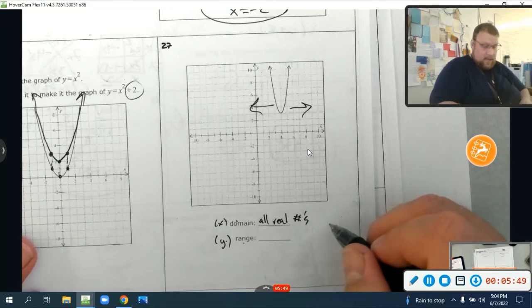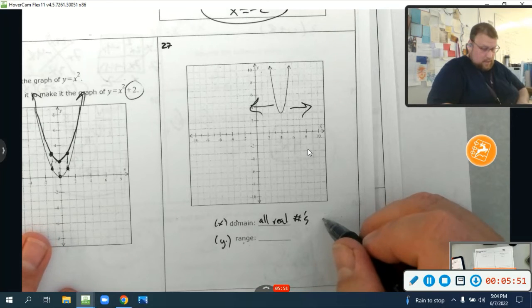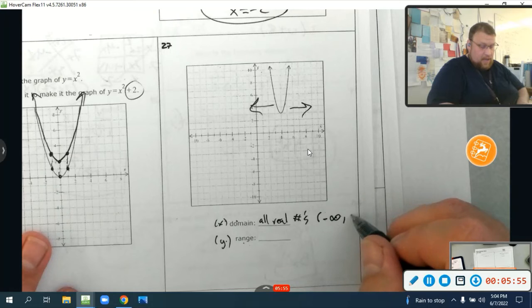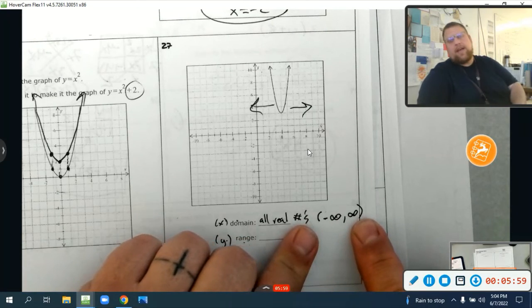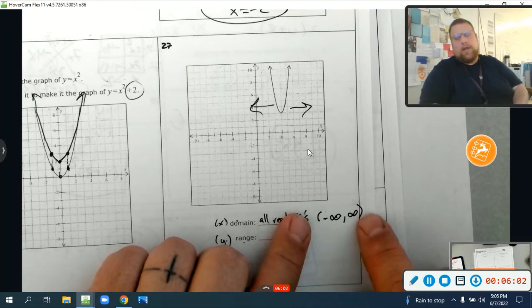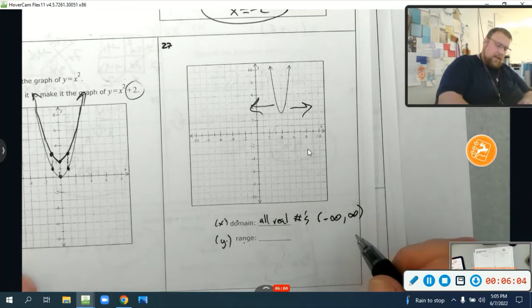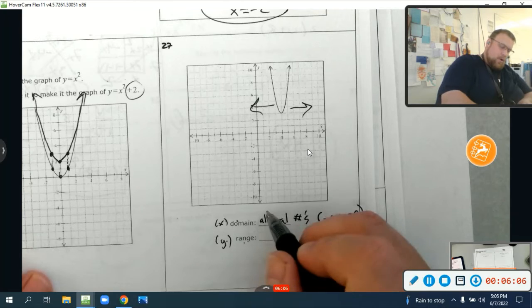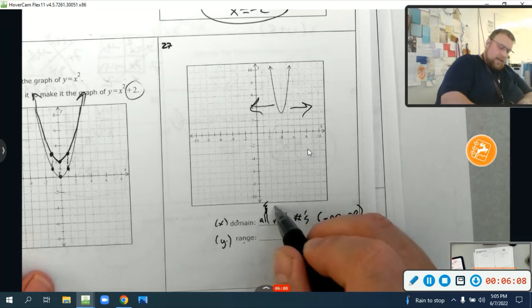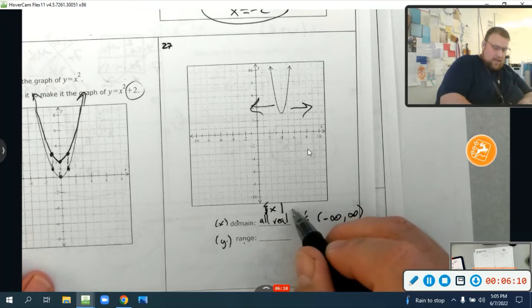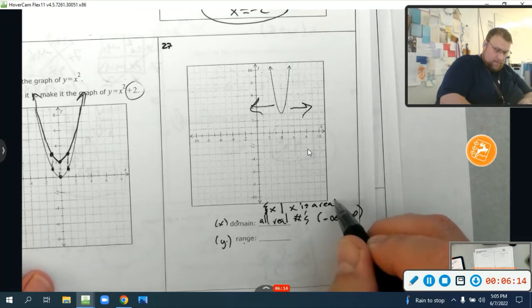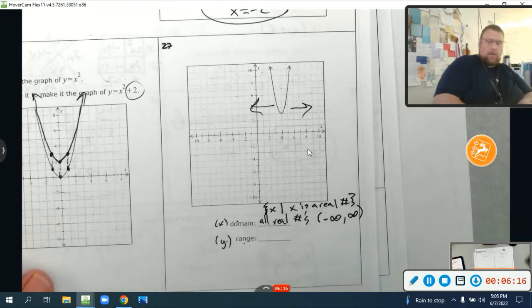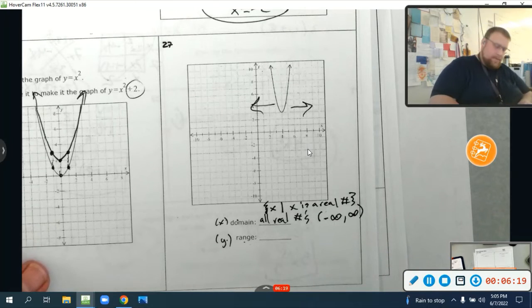Or you could say, if you're doing interval notation, negative infinity to infinity. And you use those round brackets to signify there is no end. It can't equal that end point because there is no end point, right? It's infinity and negative infinity. Or you could say curly brackets, all x, such that x is a real number. End of curly brackets. Right? Those are the 3 ways.